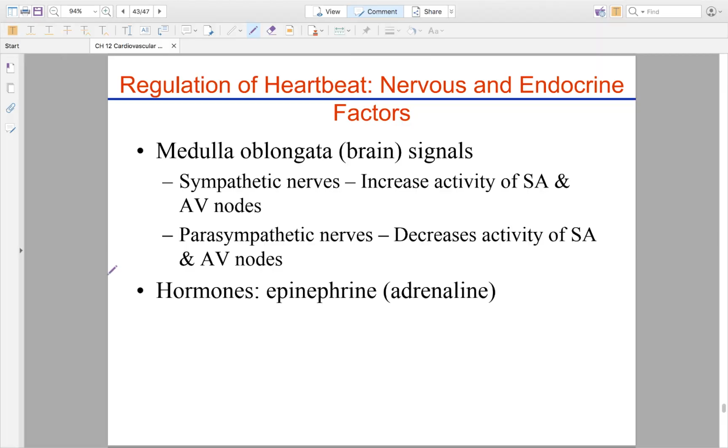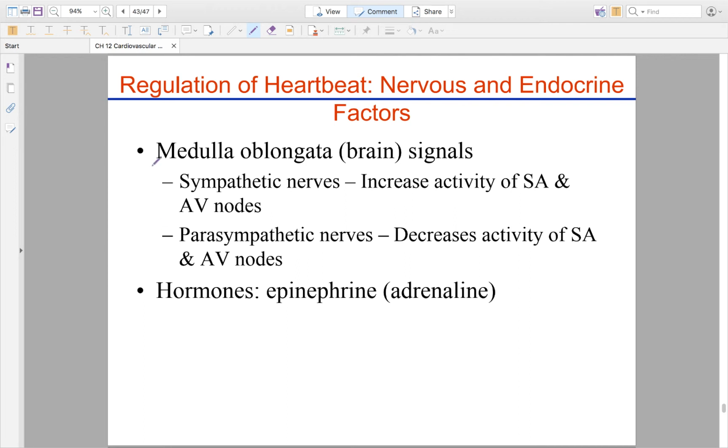Okay, next topic is the regulation of the heartbeat. So ultimately, I mentioned that the nervous system is the boss, and that is very true. However, the endocrine system plays a role in regulating the heartbeat. Okay, first of all, let's start with the nervous system.